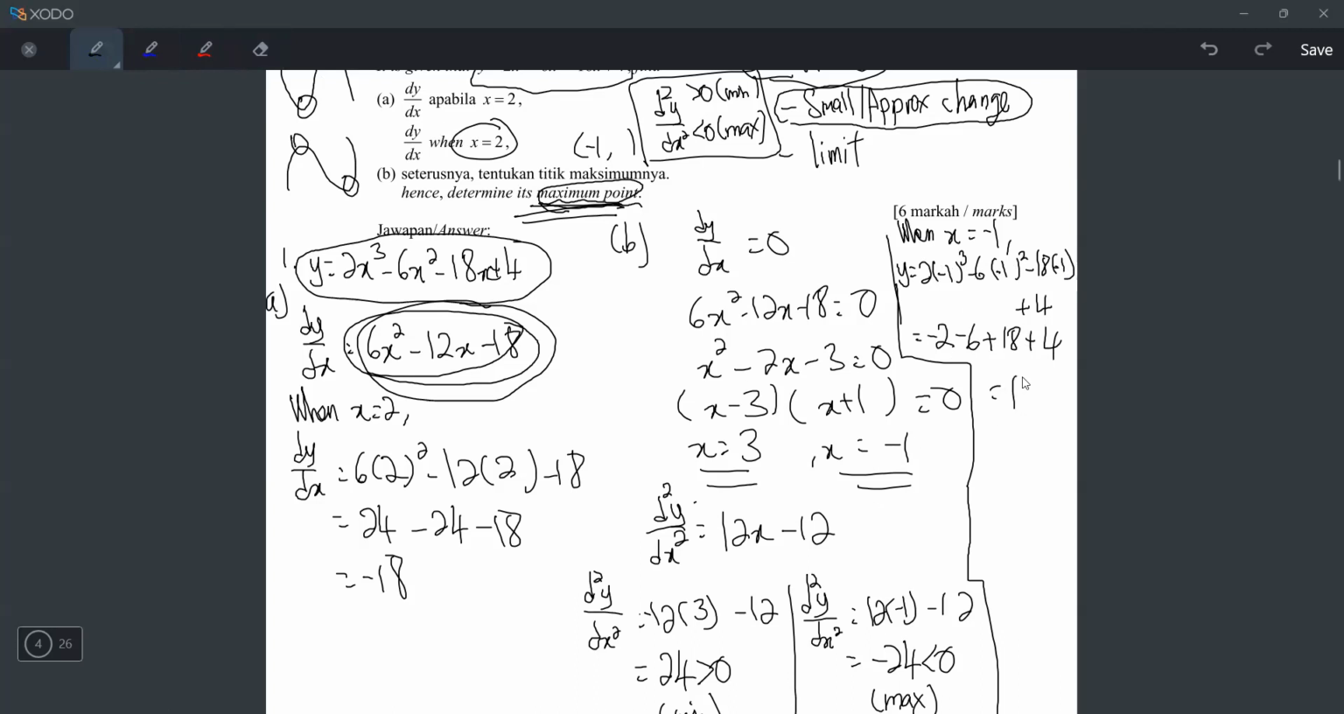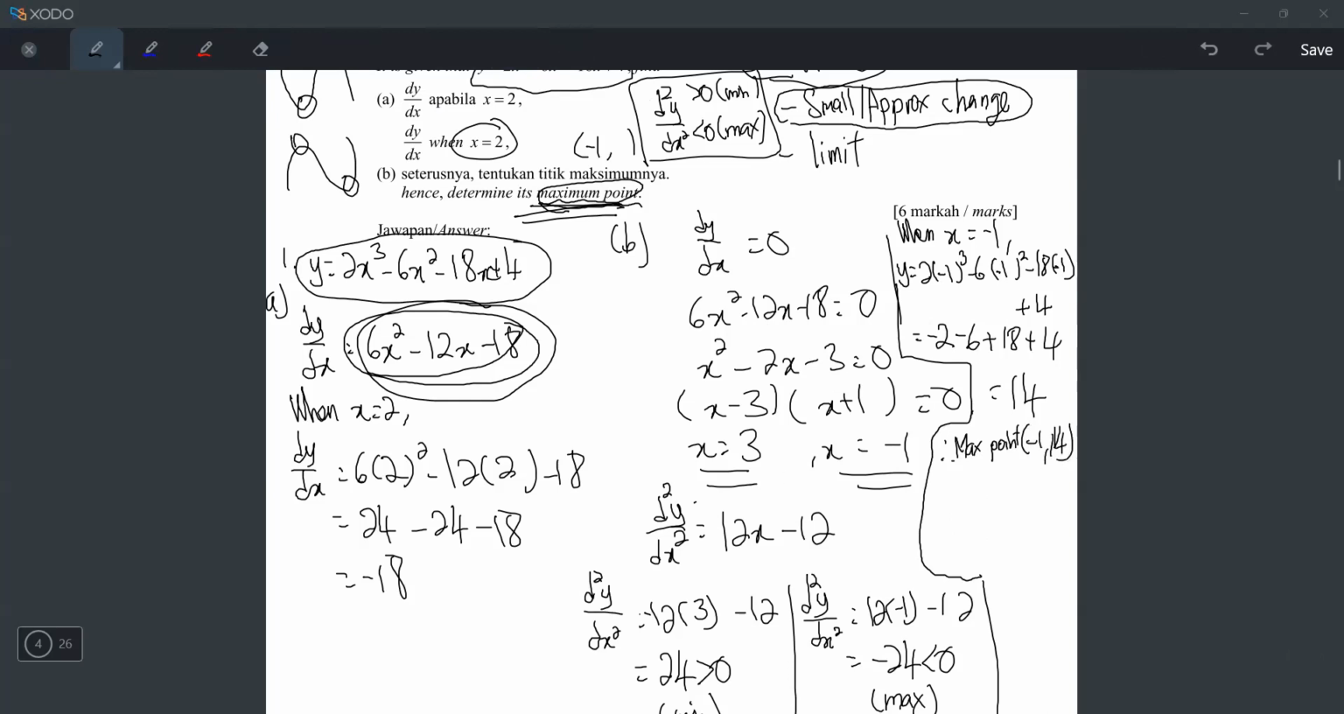Okay, I got 14. So the coordinate for the turning point, to be more specific, is maximum. Okay, I shouldn't write like this. So I will write: maximum point (-1, 14), like this. Okay, so that's the answer.